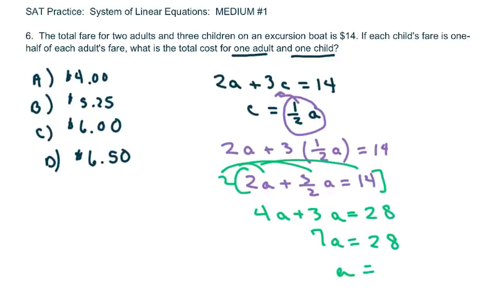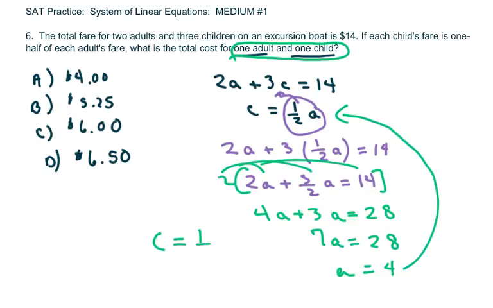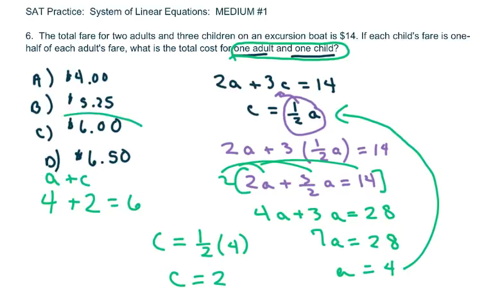So A is 4. And be careful, they want the total cost of 1 adult and 1 child. So if A is 4, I'm going to plug the 4 into either one of these, I'll go ahead and do that one. C equals 1/2 of 4. So 1/2 of 4 is 2. So the child's would be 2. So if I want 1 adult and 1 child, that's adult plus child, I get 6. So the answer is C. So it's not really that bad.